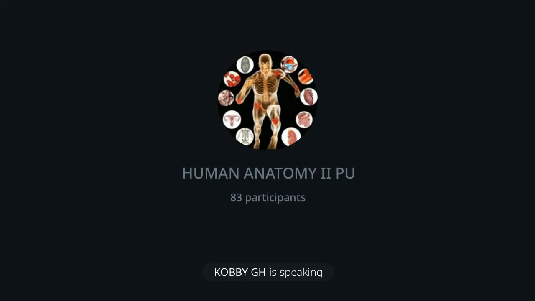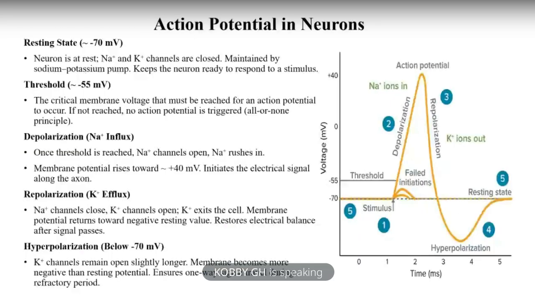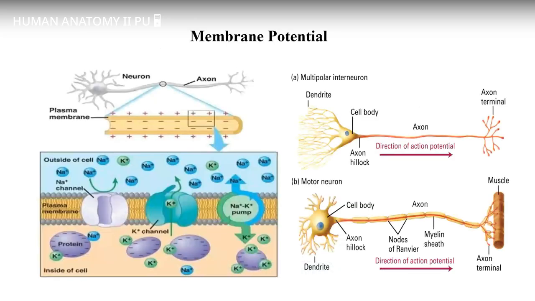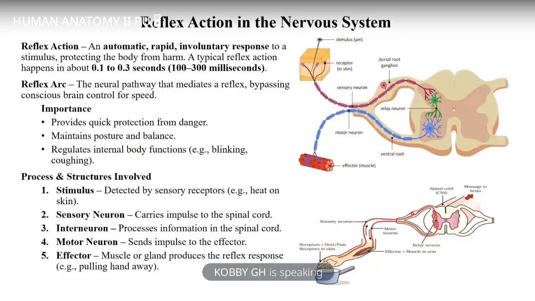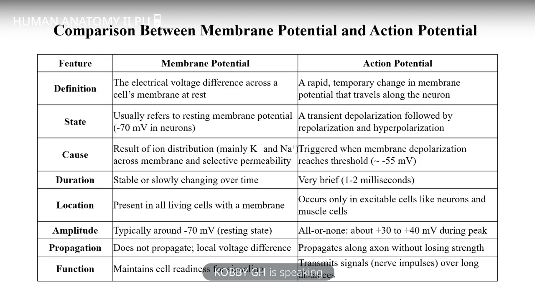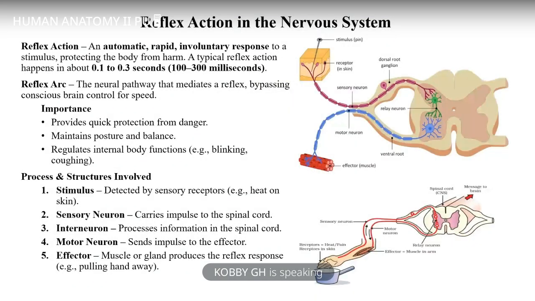All right, that is fine. So that is what we call action potential and membrane potential. I'm so happy that you've gotten the concept of the potentials in the nervous system. Great. Now let's do reflex action in the nervous system.